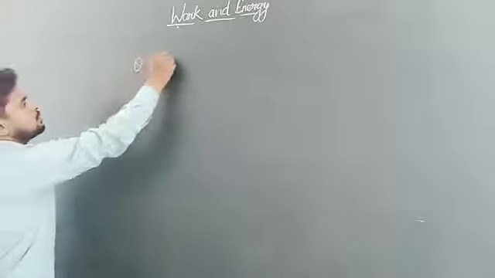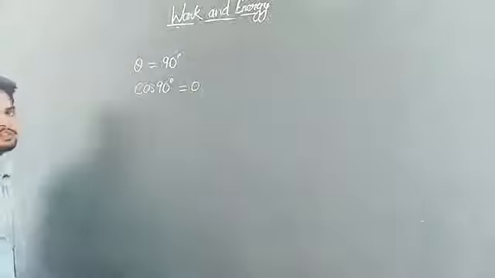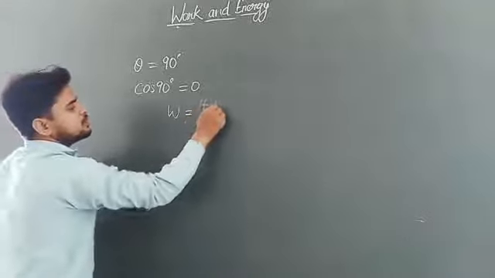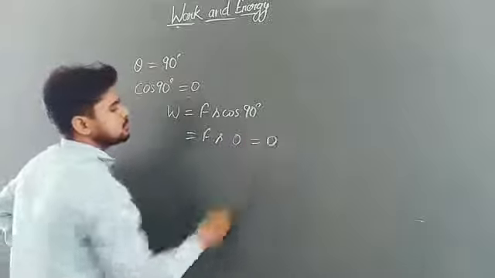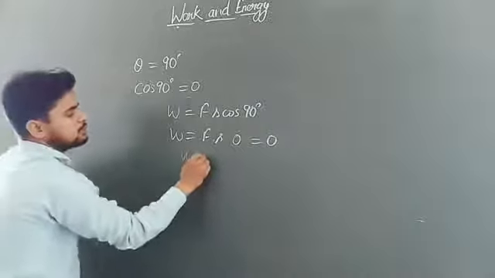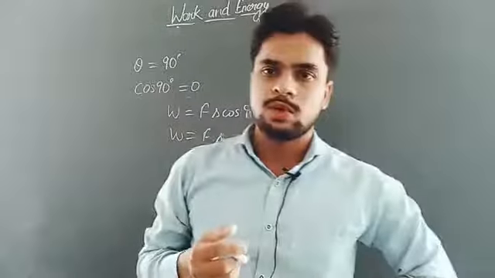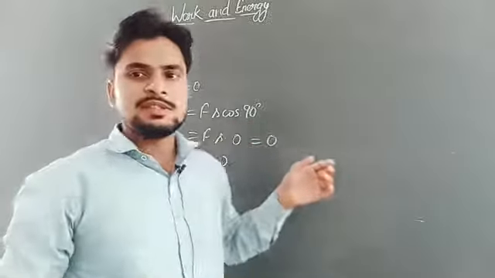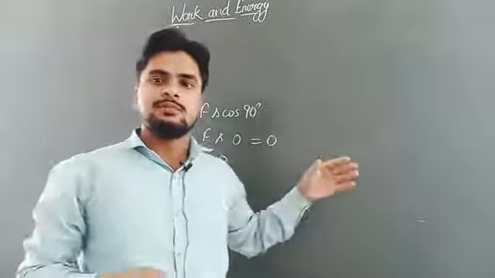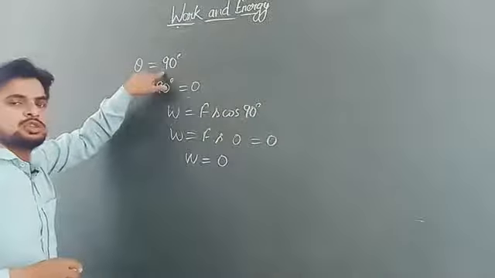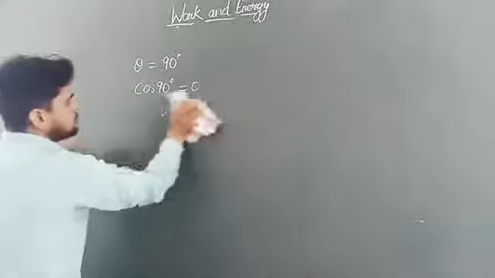What happens when theta equals 90 degree? Cos of 90 degree equals 0. Hence we can write the work done as F into S cos of 90 degree, which is F into S into cos 90 equal to 0. It means the work done will become 0. So on the basis of theta, there are three types of work: positive work, negative work, and zero work. Positive work, when the angle between force and displacement is greater than 0 but less than 90 degree. Negative work, when the angle is greater than 90 degree but less than 180 degree. And zero, when both the force and displacement are perpendicular to each other. Now we will discuss each of these works one by one with some examples.